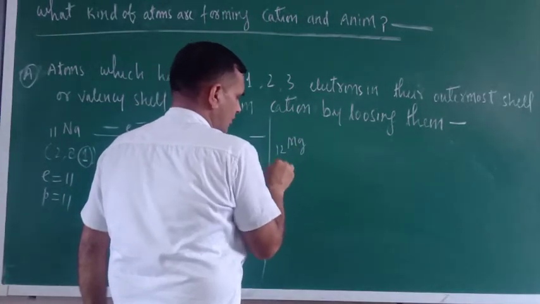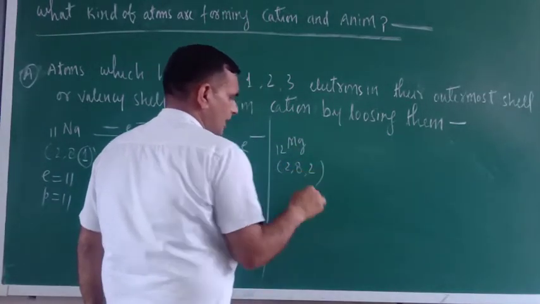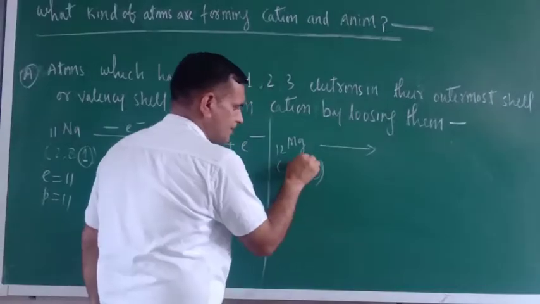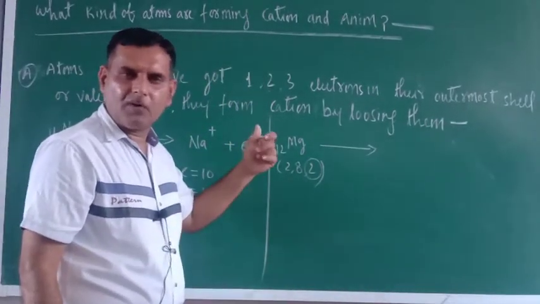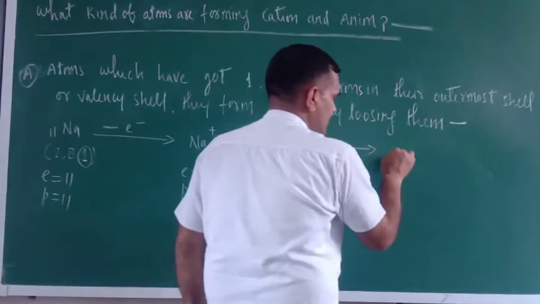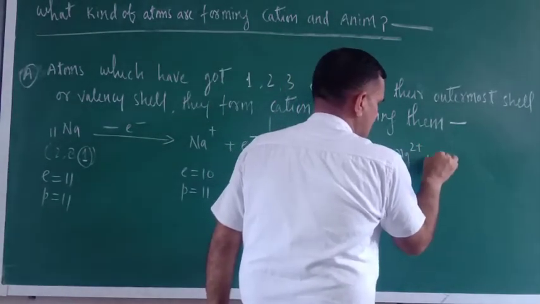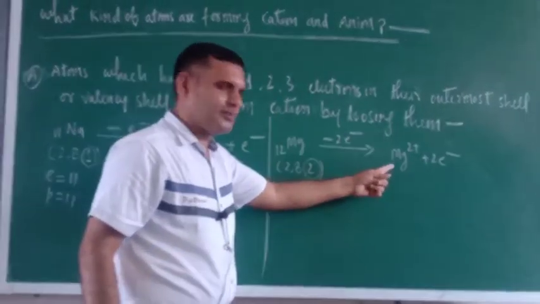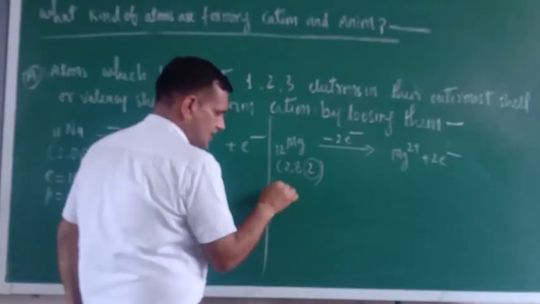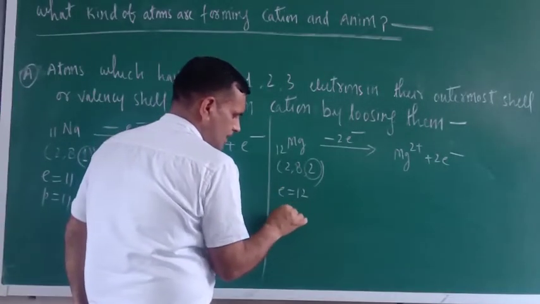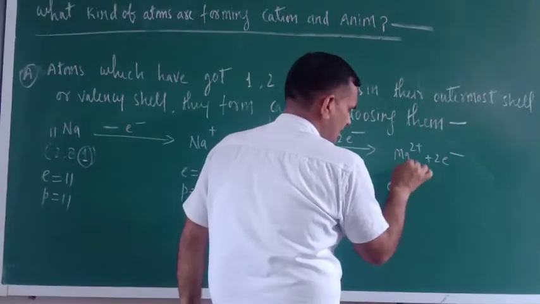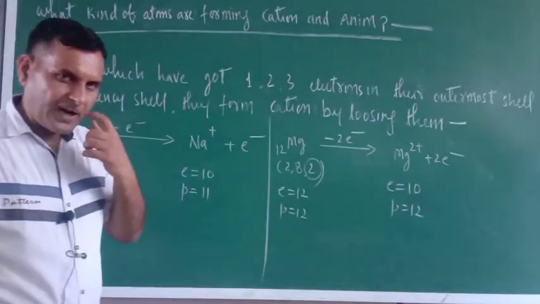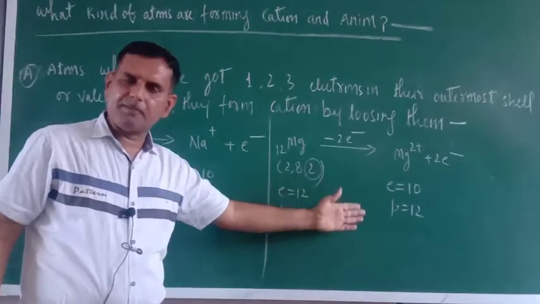Just see, magnesium, Mg is 12, means what is there? 2, 8, 2. According to the Bohr-Bury scheme of electron distribution, it will lose the 2 electrons present in its outermost cell and form a divalent ion. Just see here, Mg 2 positive plus 2 electrons. Here also you can write minus 2 electrons. It will lose 2 electrons. So Mg 2 positive is formed here or not? Just see, electron is 12, proton is also 12, and here electron is 10 now, proton is still 12 only. Why is electron less and proton remains the same?